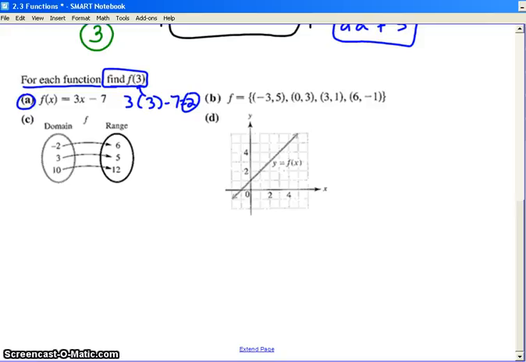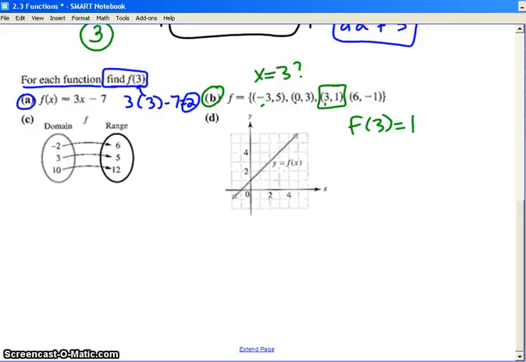On this next one, B, I have a set of ordered pairs. So what I have to do is look for x equals 3. On this first one, x is negative 3, x is 0, and x is 3 right here. So what is f of 3 equal to? 1. And that's how you would answer that question.